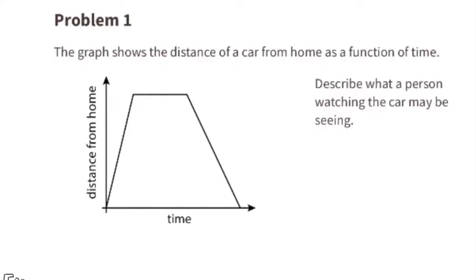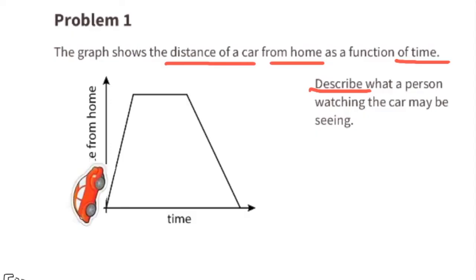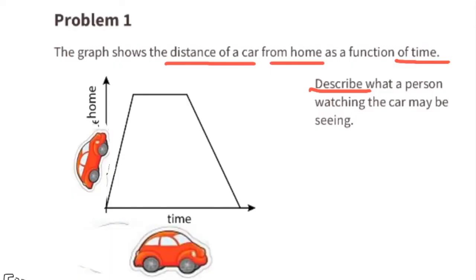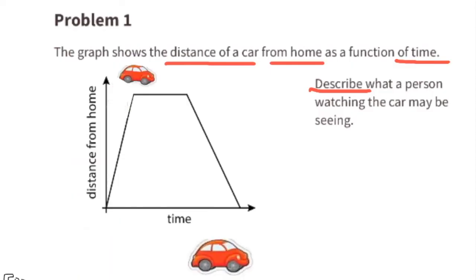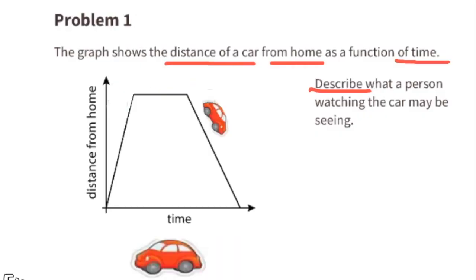Problem number 1. The graph shows the distance of a car from home as a function of time. Describe what a person watching the car may be seeing. According to this graph, it looks like the car is driving to a location, perhaps a store, then stops for a while, and then drives back home.